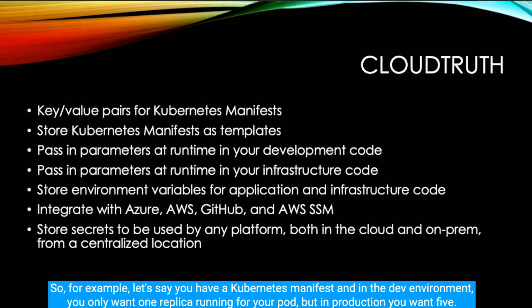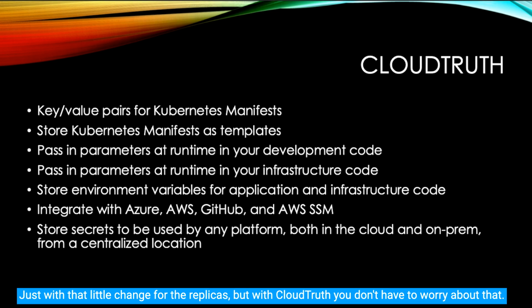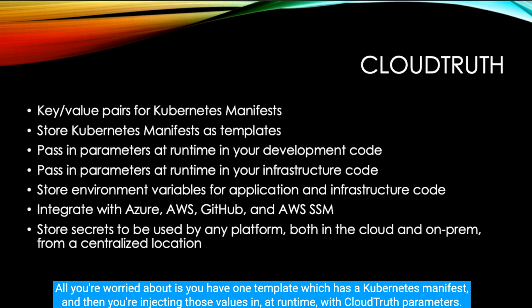So for example, let's say you have a Kubernetes manifest, and in the dev environment, you only want one replica running for your pod, but in production, you want 5. Well, what would you have to do? You'd probably have to do something like have multiple value files or environment files, or maybe you might even have to have multiple Kubernetes manifests doing the same thing, but just with that little change for the replicas. But with CloudTruth, you don't have to worry about that. Really, all you're worried about is you have one template, which is a Kubernetes manifest, and then you're injecting those values in at runtime with CloudTruth parameters.